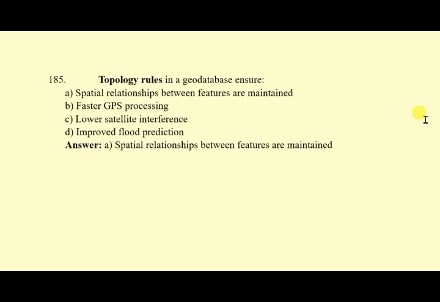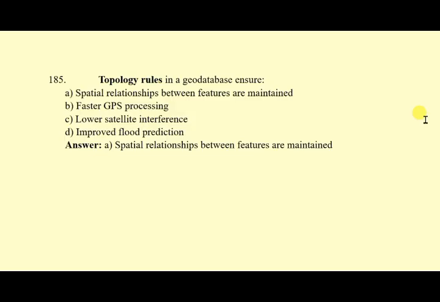Question 185. Topology rules in a geodatabase ensure spatial relationships between features are maintained, faster GPS processing, lower satellite interference, improved flood prediction.